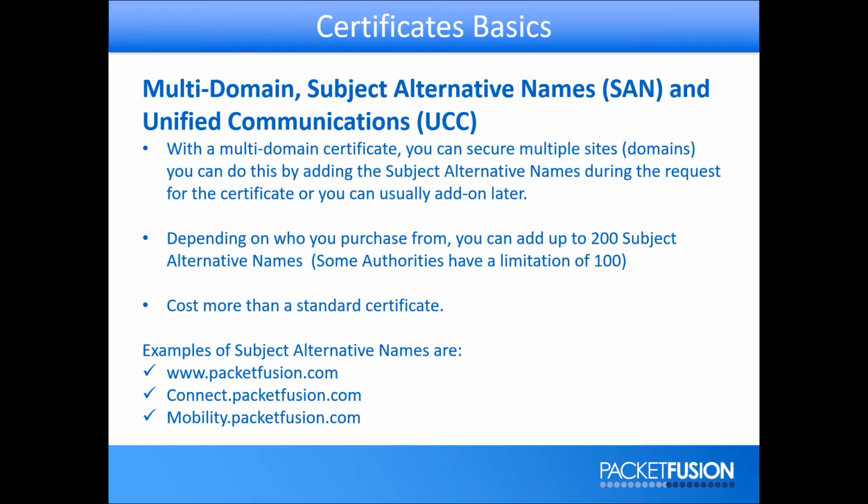With a multi-domain SAN, or a UCC certificate, you can secure multiple domains. You can do this by adding the subject alternative names during the initial request for the certificate, or you could even add them later. Depending on who you purchase from, you can add up to 200 subject alternative names. Cost is more than a standard certificate. Some of the examples we provided there: www.packetfusion.com, connect.packetfusion.com, meeting.packetfusion.com, mobility.packetfusion.com. It should be known that the mobility platform has its own CSR generation capability, just as an FYI.